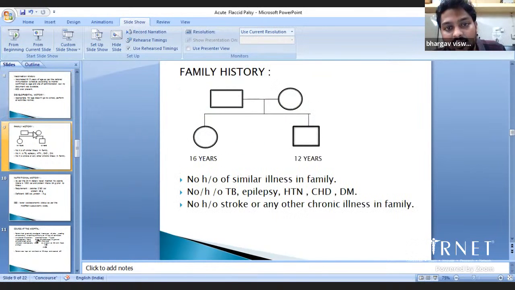There are no chronic illnesses running in the family, no contact with TB, epilepsy, hypertension, congenital heart disease and diabetes, and no stroke-like illnesses in the family.